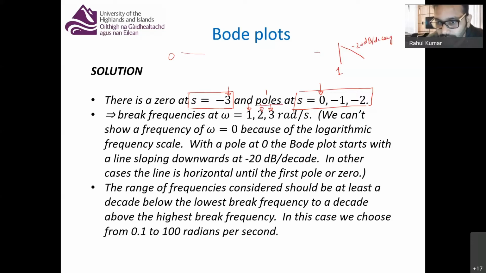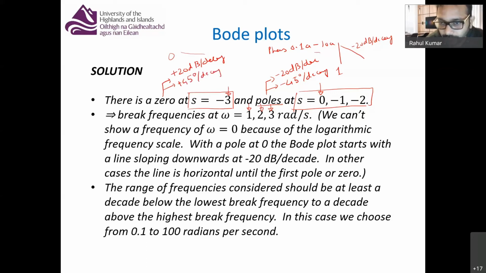So poles cause a slope of minus 20 dB per decade in the magnitude plot, and in the phasor plot it is minus 45 degrees per decade. Another thing to remember for the phase plot is that it starts from 0.1a to 10a. And if you have a zero, it will be the other way around. The slope in the magnitude plot will be plus 20 dB per decade, and in the phasor plot it will be plus 45 degrees per decade, right?